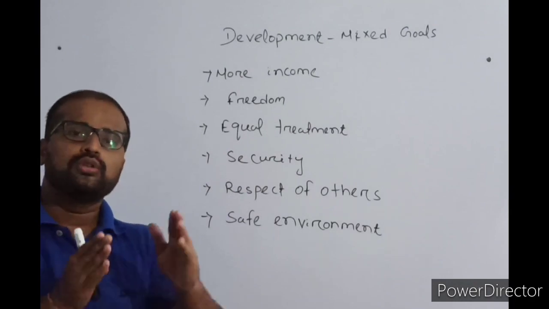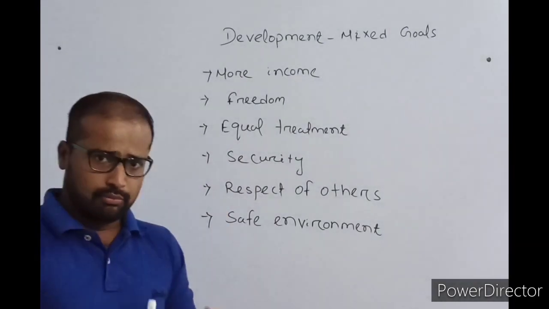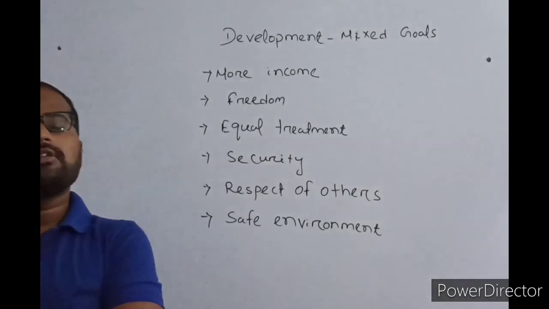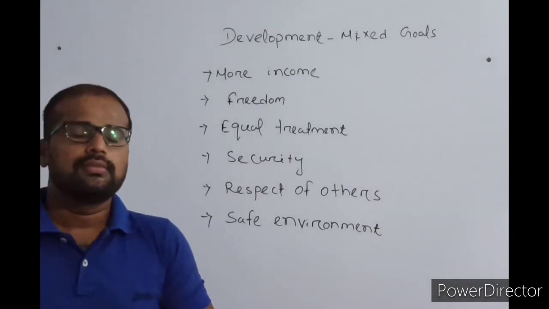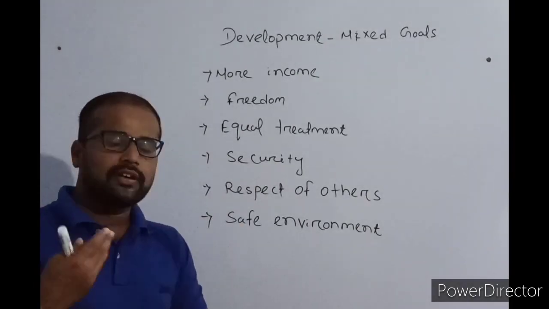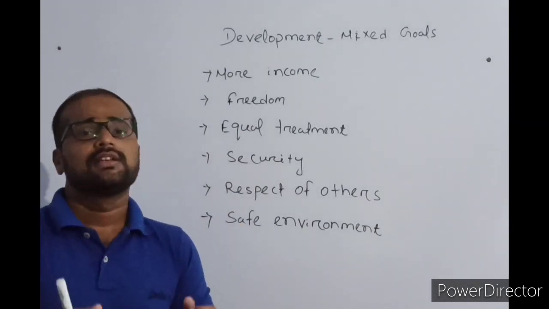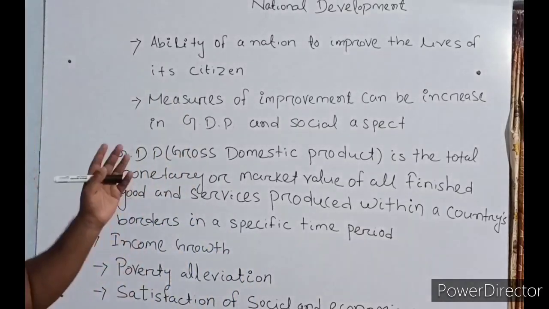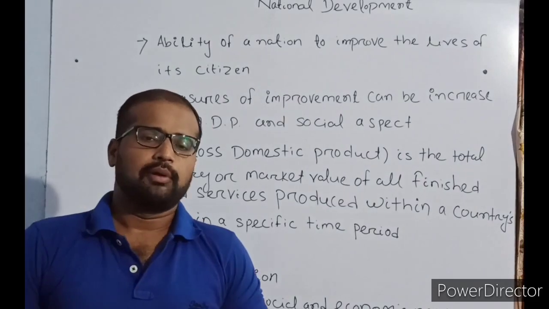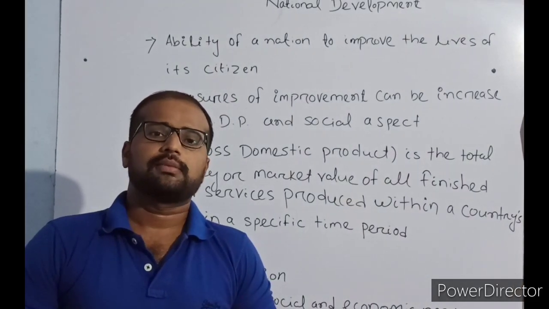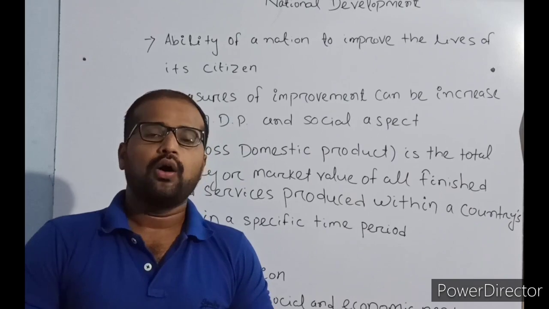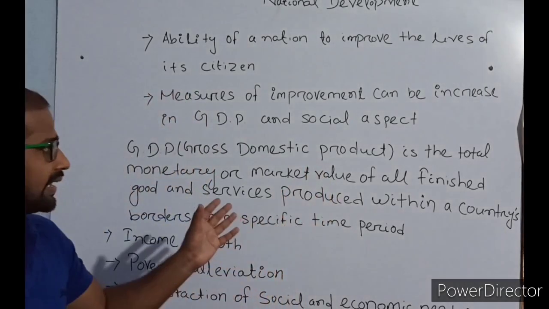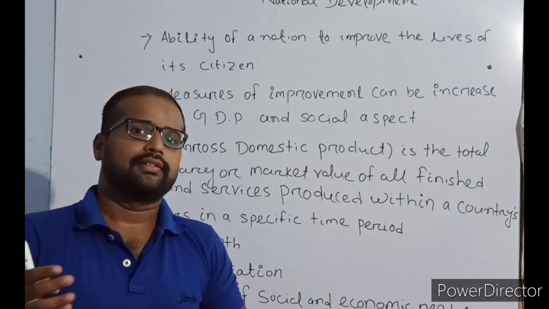So here both materialistic things like income and also non-material things like respect, freedom and safe environment, all are considered important goals of development. Now we will talk about national development. Previously we discussed individual development and how it differs from person to person. In the same way, national development is different from one nation to another nation.